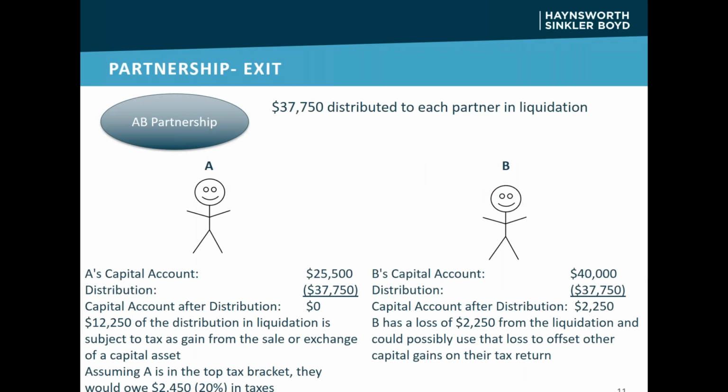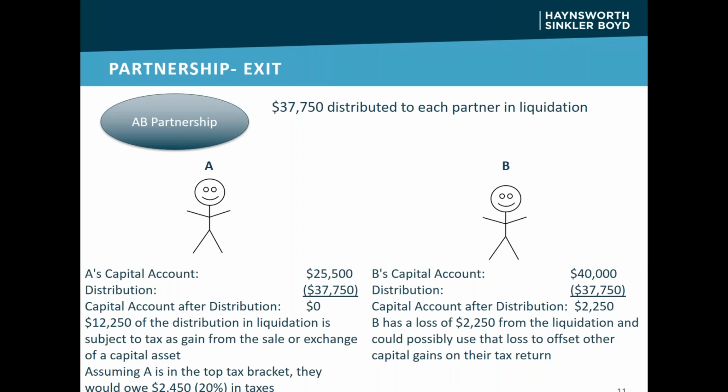So after we added the income that was attributed to A for tax purposes and deducted the value of A's distribution, we get a capital account of $25,500. So then we have a distribution of this $37,750, and A's capital account is, of course, reduced to zero, and there is still $12,250 of the distribution left. So that is going to be subject to tax as a gain from the sale or exchange of a capital asset. And assuming we're in the top tax bracket, they would owe $2,450 in taxes on that distribution.